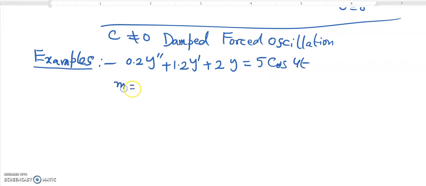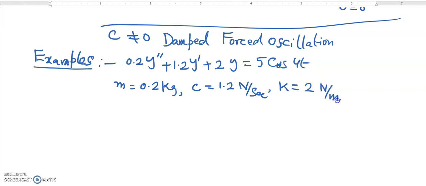In this case, if for example we take the units in the SI system, the mass of the system will be 0.2 kilogram. The damping force will be 1.2 Newton per second. And the spring constant will be equal to 2 Newton per meter. This will be the data we can interpret from this equation.